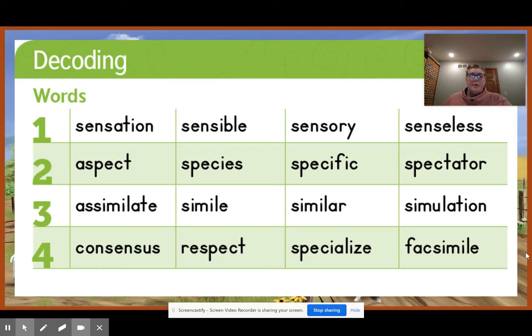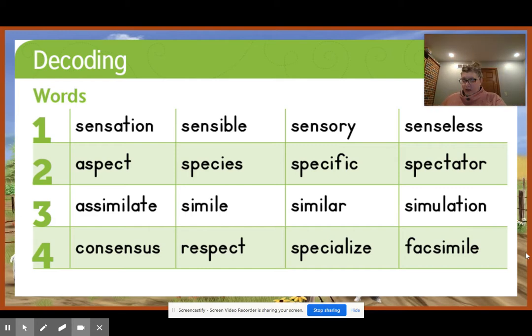In line 2, we have the Latin root spec. Right there. And someone remind me, what does the root spec mean? Very good. It means see. So any word that uses that root spec is going to have to do with what we can see.